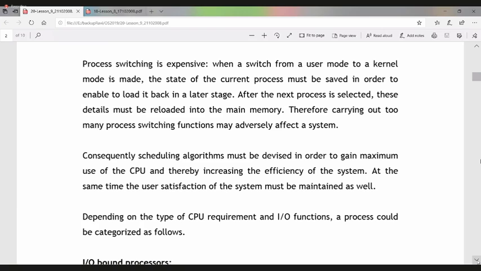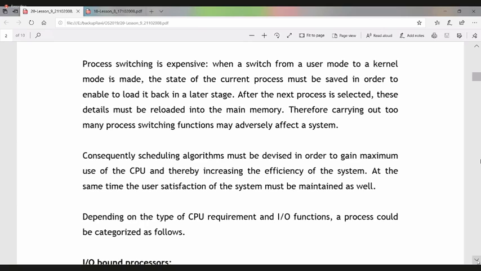After the next process is selected, these details must be reloaded into the main memory. Therefore, carrying out too many process switching functions may adversely affect the system. That means it slows down the system if you are switching from one to another very often. So we need to reduce the number of switches also. Consequently, scheduling algorithms must be devised in order to gain maximum use of the CPU.